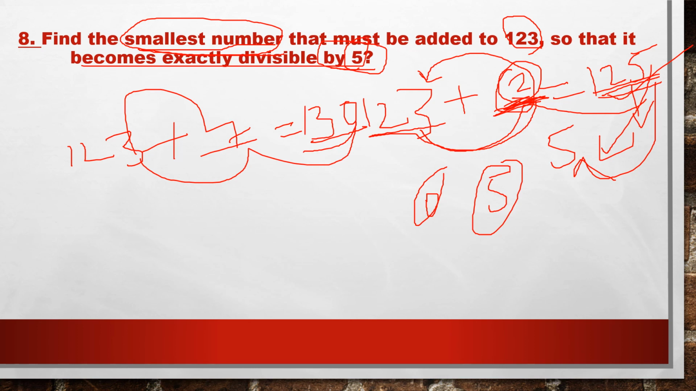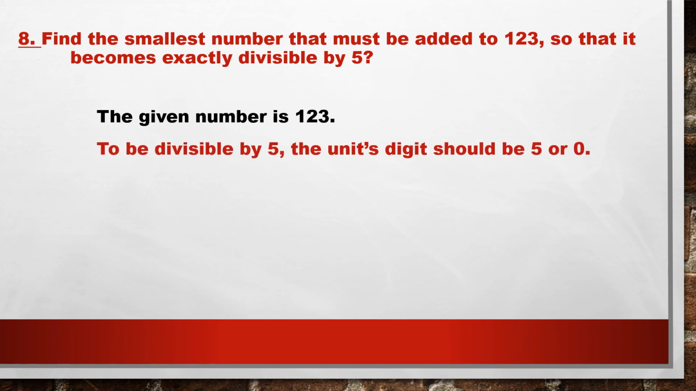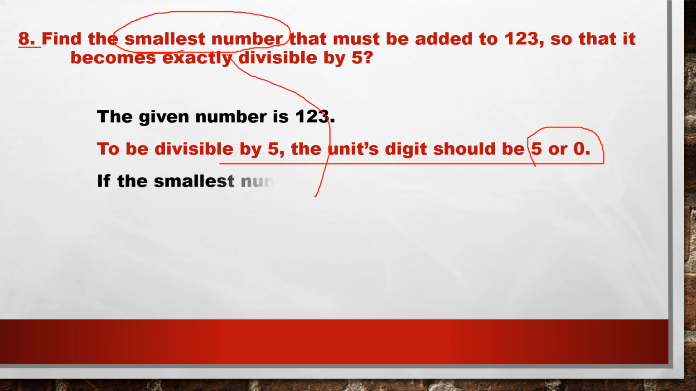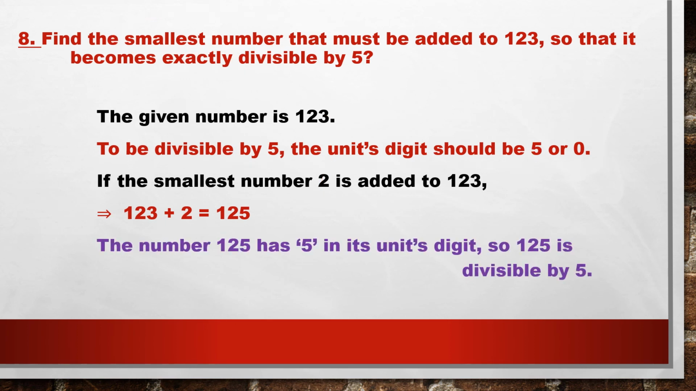Clear? Smallest number means you should take from 0 to 5. The greatest means from 5 to 9. So your answer will be like this. The given number is 123. To be divisible by 5, the units digit should be 0 or 5. To satisfy this condition, taking the smallest number, you should take 123 plus 2, which is 125. So the number 125 has 5 in its units digit, so it is divisible by 5. Clear? So let us go to the next problem.